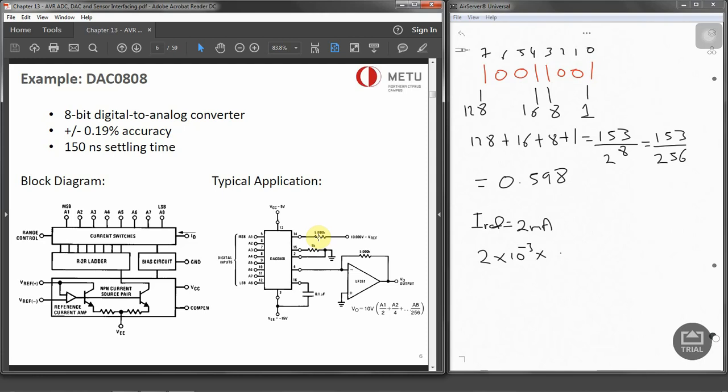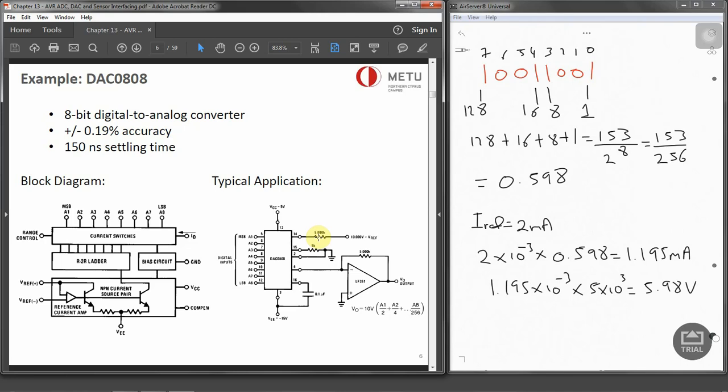And then 1.195 milliamps is actually going to be multiplied by the 5K resistor, and this will give us 5.98 volts. So the discrete output voltage is calculated.